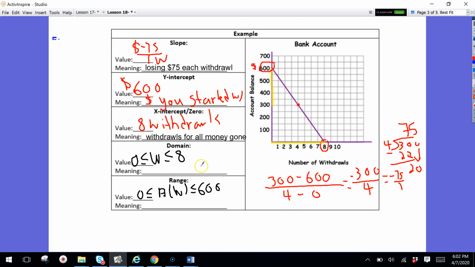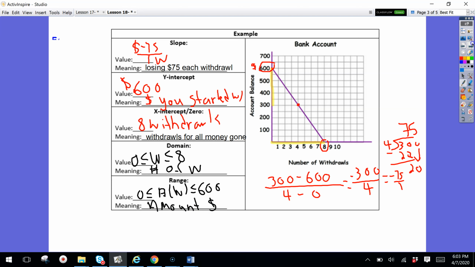So again, my x meaning here is the number of withdrawals, and the y meaning here is the amount of money. So that's how much money I can have in the account at any given time.